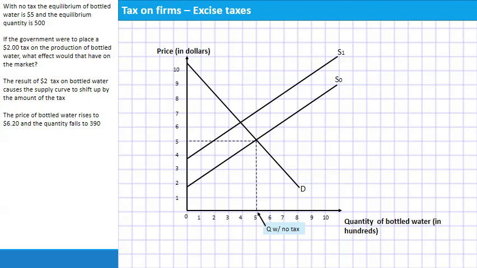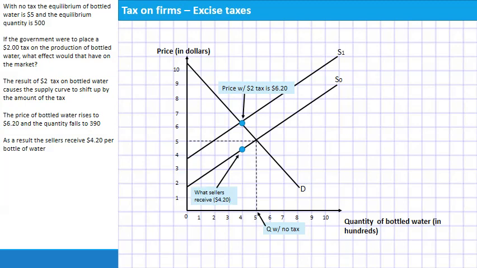So remember that the price is built in. So when that bottle of water reaches this point here at $6.20, that's the price that consumers are going to pay. So consumers will pay here. They're going to pay $6.20. In doing so, the quantity they demand, of course, will be 390. So the price with tax is $6.20. And the seller receives $4.20 per bottle of water, right here. So we draw that line, we see what the sellers receive.